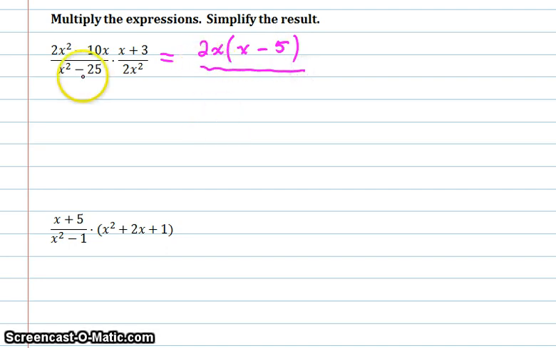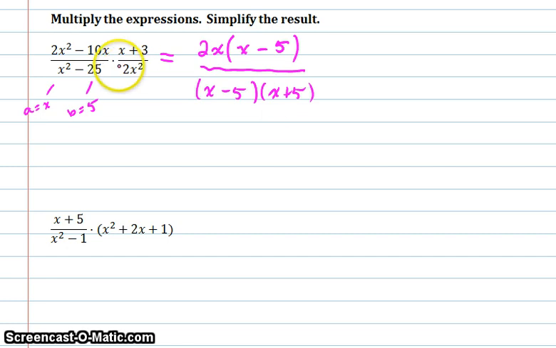On the bottom here, we've got a difference of 2 squares. Okay, so this is x squared, and then 25 is actually 5 squared. So our a is x, and our b is 5. So that becomes x minus 5 times x plus 5. So that's our first term fully factored.